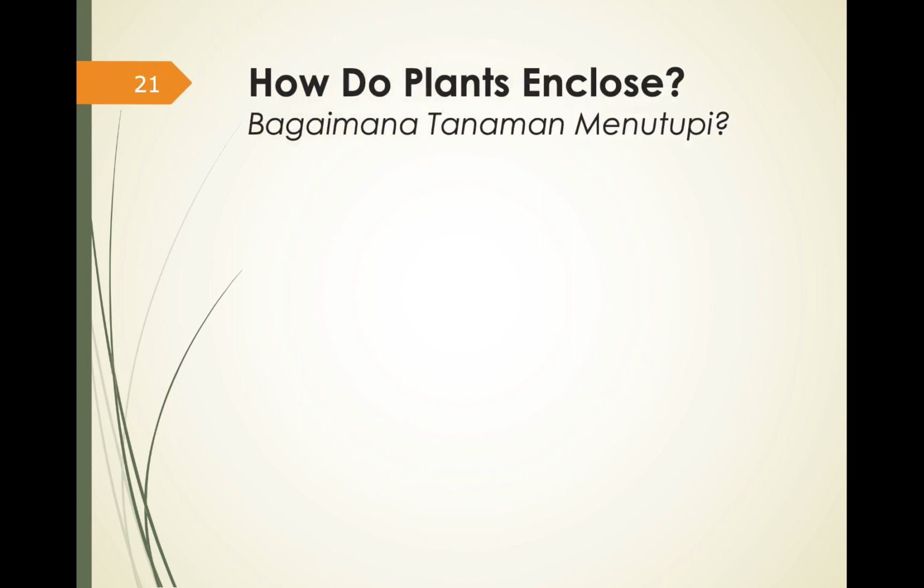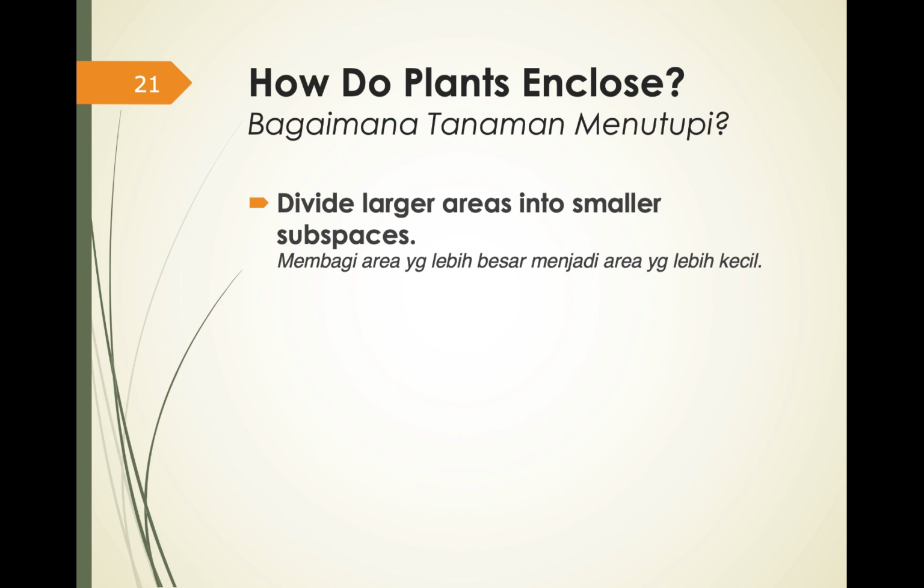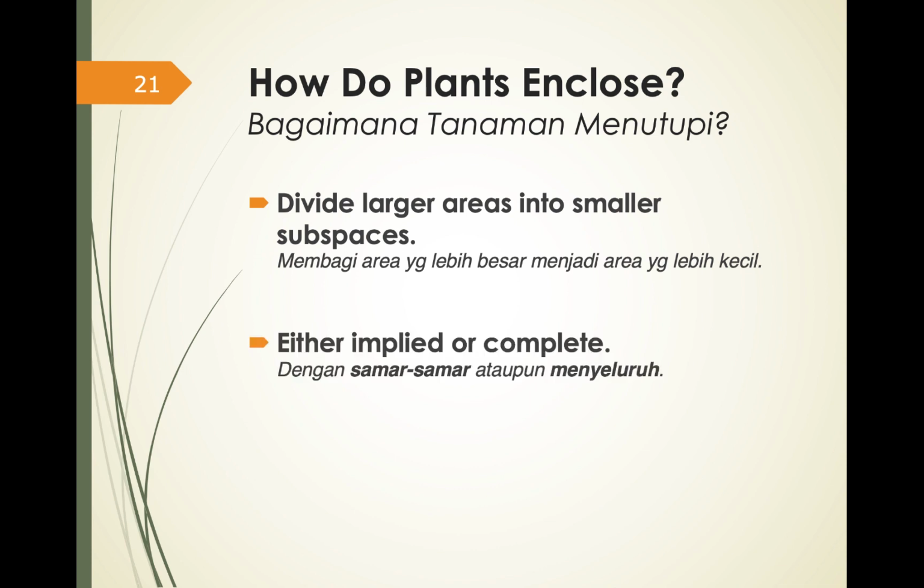The third role of plants is how plants enclose. First is by dividing a large area into smaller subspaces. This is by putting large and tall plants as a wall or by using small plants as a fence. Second, the enclosing role can be either implied or complete. We will discuss this further.